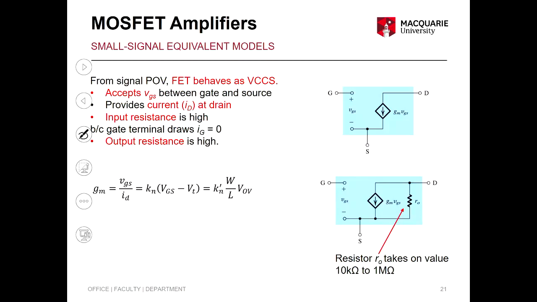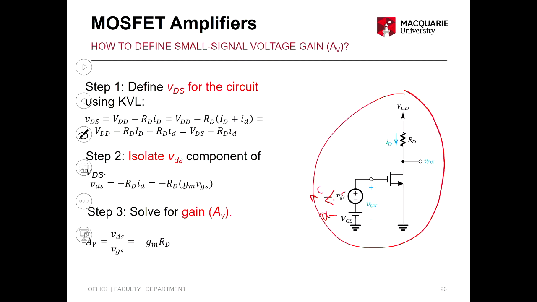Now you can write your equations. VDS is equal to VDD minus IDRD, and then you can solve. So if you want the gain, once you solve, you get GMRD, and then you find GM, and then you find the gain. You can do it that way.